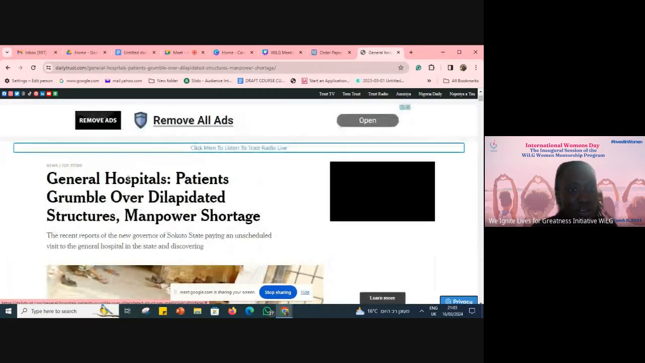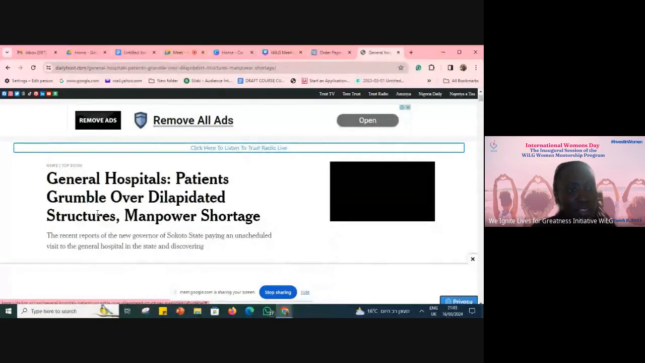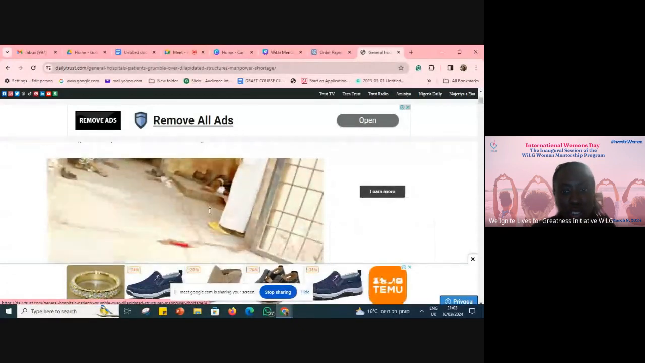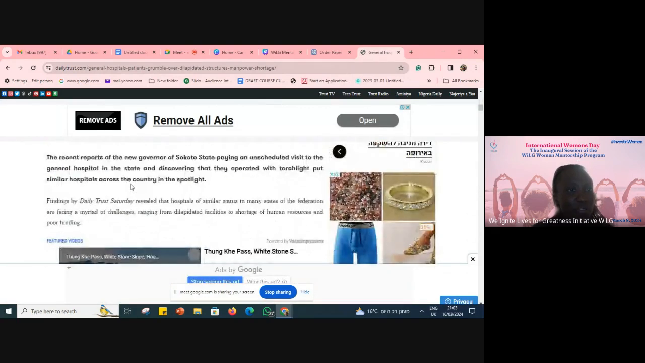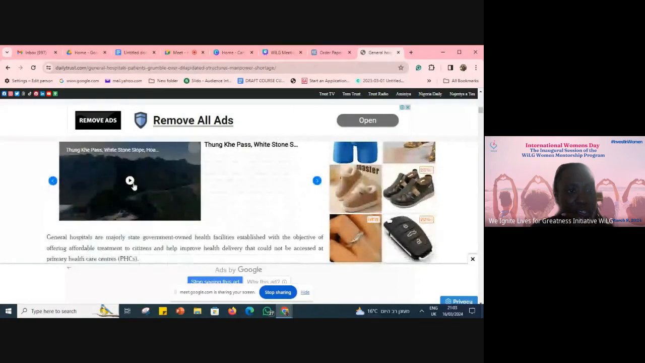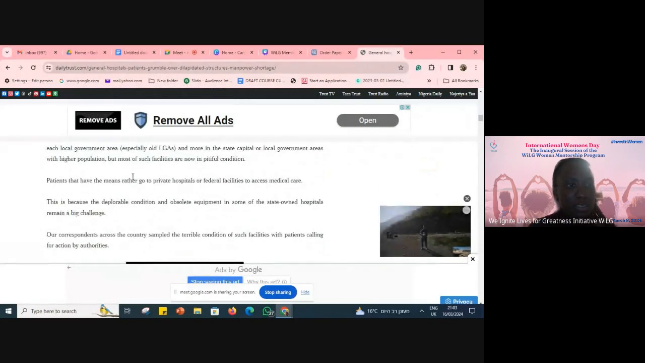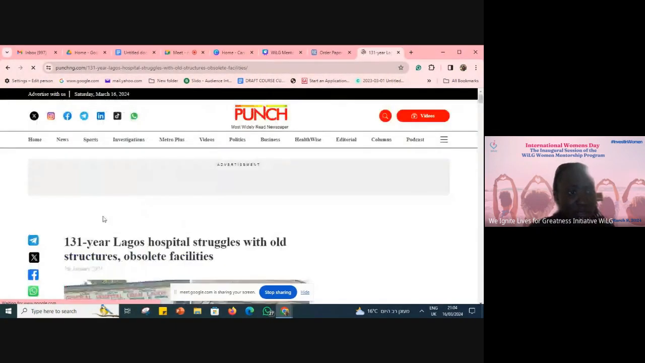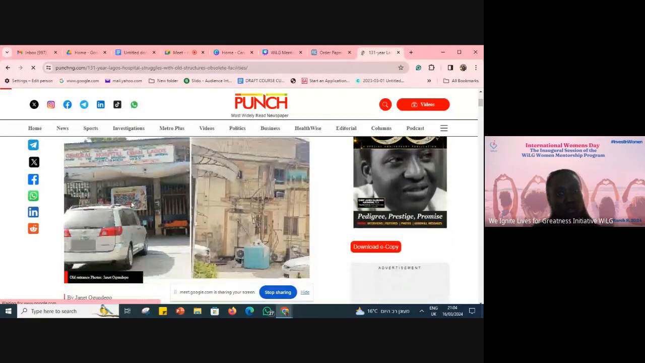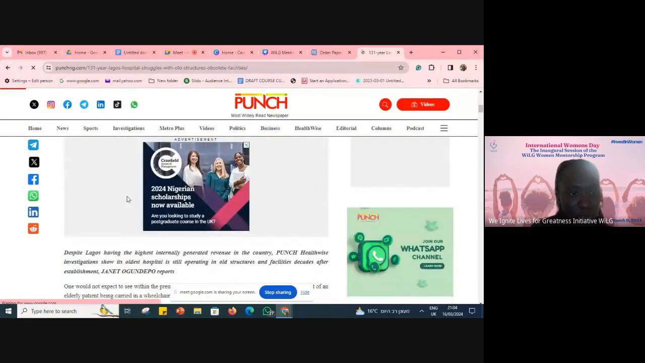You see, this is a general hospital. Patients grumble over dilapidated structure and manpower shortage. So you can see what's happening, and then you can read the report, right? You can see what is there, and that is where you get your statistics to improve your motion. But I saw one that says 131-year Lagos hospital struggled with, oh, that's a good one. And this is recent, because this is January 2014. So you can see the general hospital in a bad state.